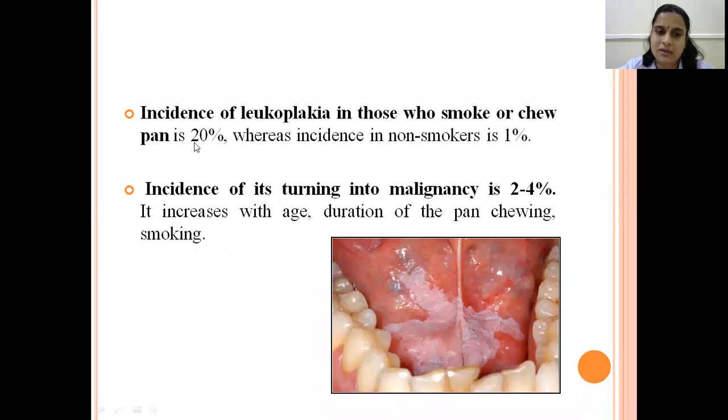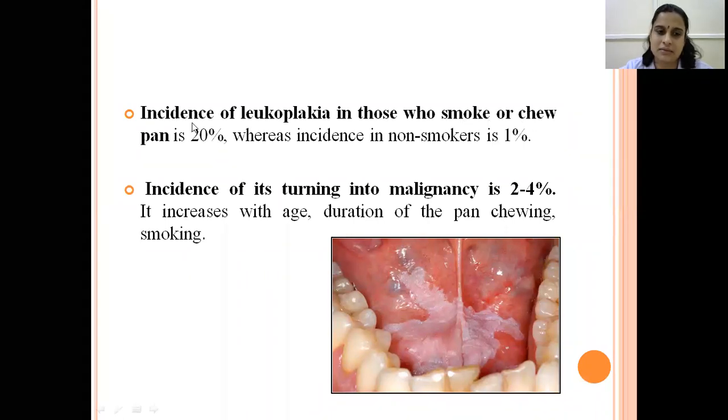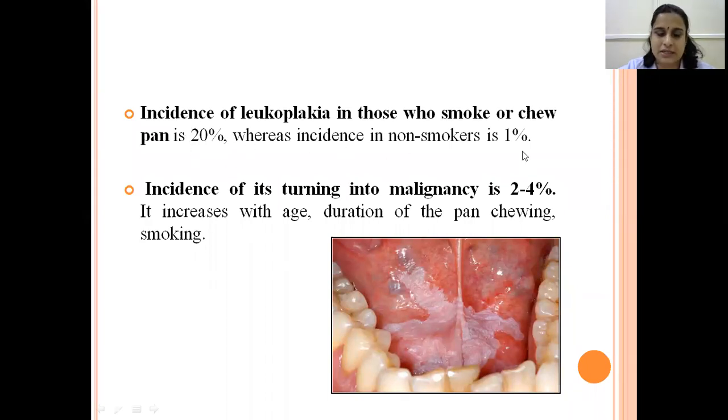Important to note the figures. Incidence of leukoplakia in those who smoke or chew pan is 20%. There is a high predisposing factor, smoking and chewing pan. Incidence in non-smokers is just 1%. Now, incidence of this leukoplakia turning into malignancy is as much as 2 to 4%. This propensity increases with age and duration of the pan chewing and smoking.